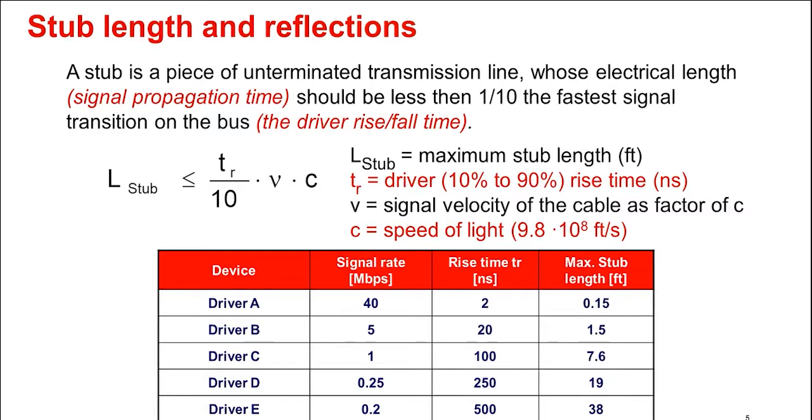TR is the RS-485 driver's rise time and is found in the datasheet of the device. This is measured from 10% of VCC to 90% of VCC. V is the signal velocity, which is a function of the dielectric material of the transmission medium or cable. This information can typically be found in the datasheet of the transmission cable. This measurement is expressed in terms of percentage of a factor of the speed of light. C is the constant for the speed of light.